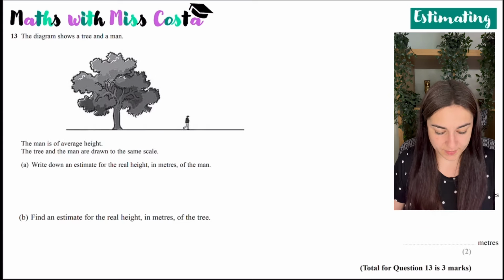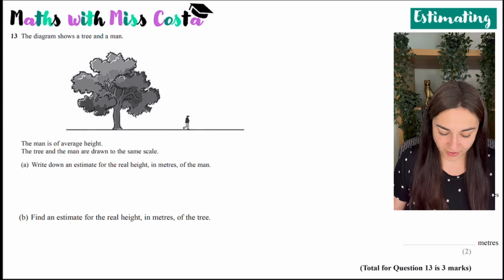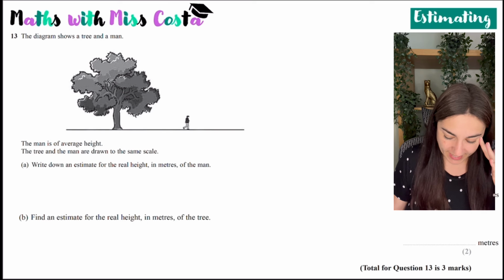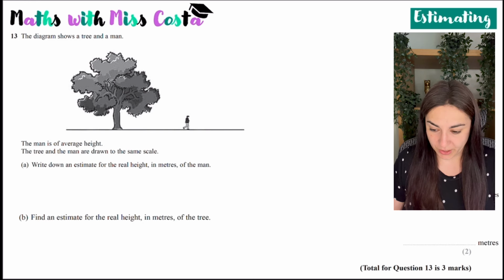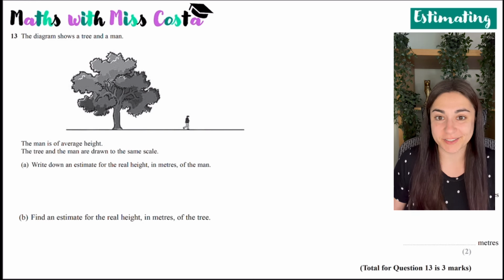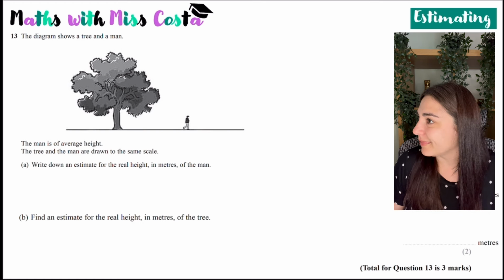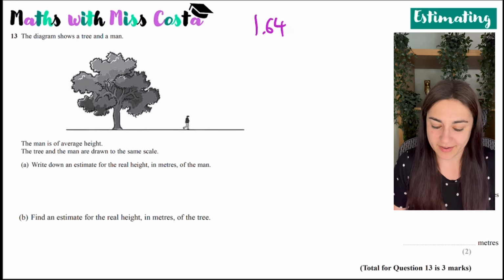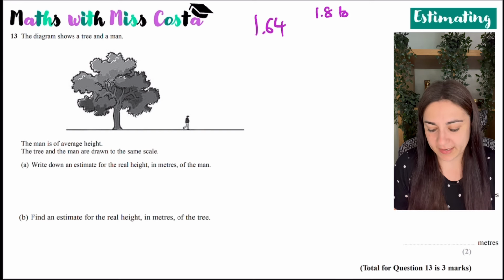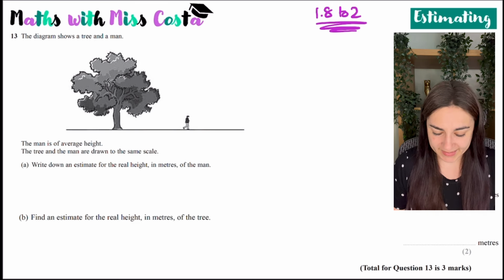Next we have a diagram showing a tree and a man. The man is of average height and the tree and the man are drawn to the same scale. So write down an estimate for the real height in meters of the man. So an average height of a man would be, how tall am I? I'm 1.64 meters. And I would say that most men are taller than me. So let's say anything between 1.8 to 2 meters would be the average height of a fully grown man. And this is an estimating question.